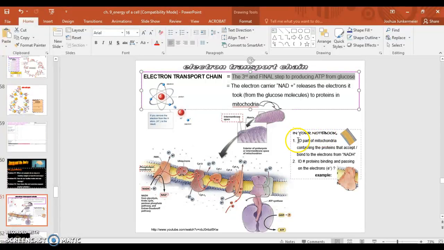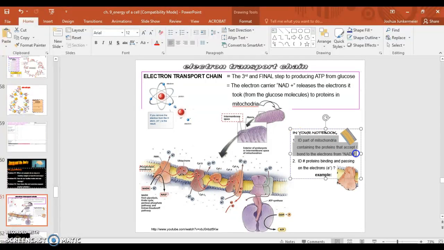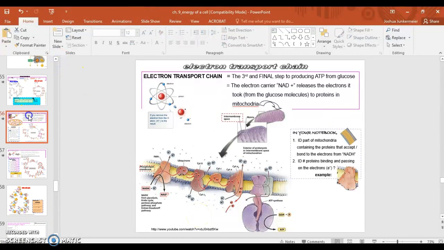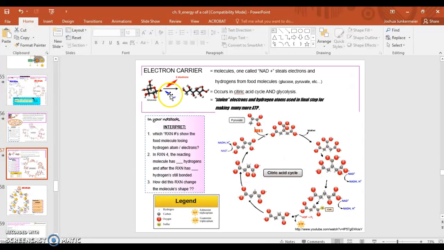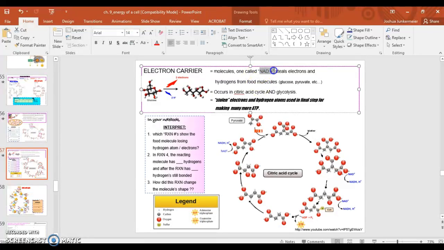This question right here about NADH is really asking what role NADH has in the electron transport chain. And to answer that, you need to go back to an earlier slide right here. Electron carrier is NADH. And what does NADH do? It says NAD plus steals electrons and hydrogens. So NAD plus does that, and you can see it right here in blue. NAD plus steals hydrogens and electrons from these molecules during the citric acid cycle.